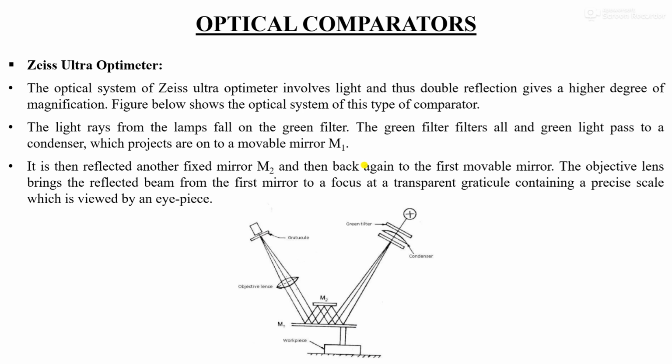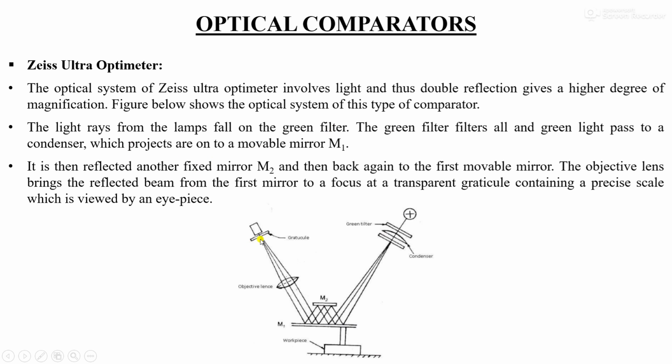In the previous one, in the optical comparators, you had only seen the reflection done once. The first magnification was done mechanically, and the second one was done optically with the help of a reflection. In this, the magnification will be done twice, and both times it will be done with the help of a mirror, or optically. So the double reflection gives you a higher degree of magnification. Therefore, it is done twice in this system.